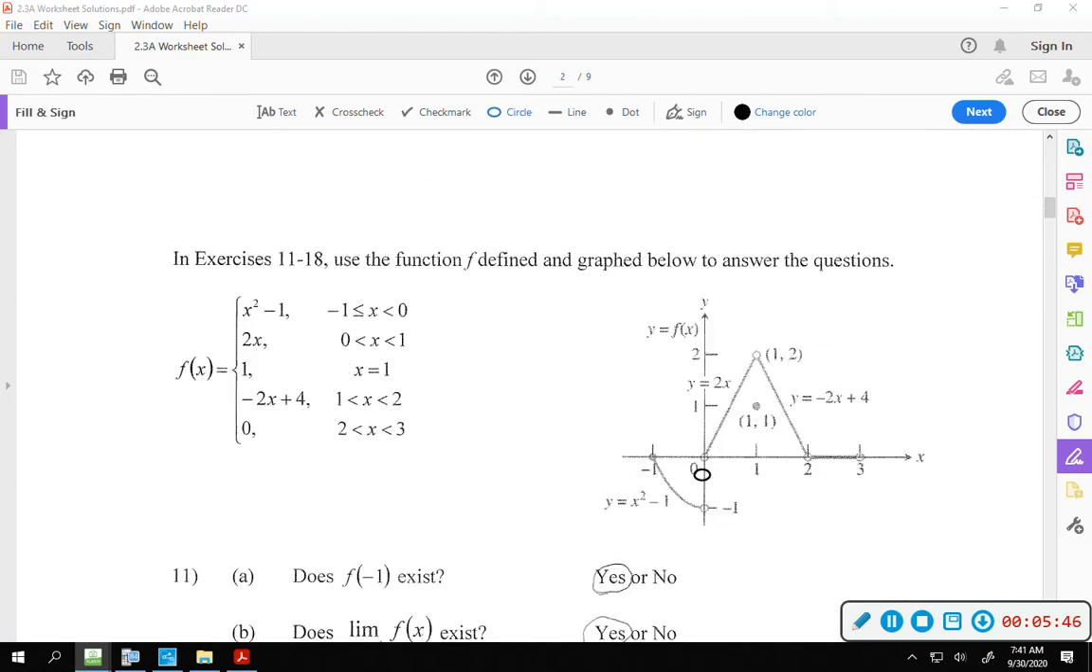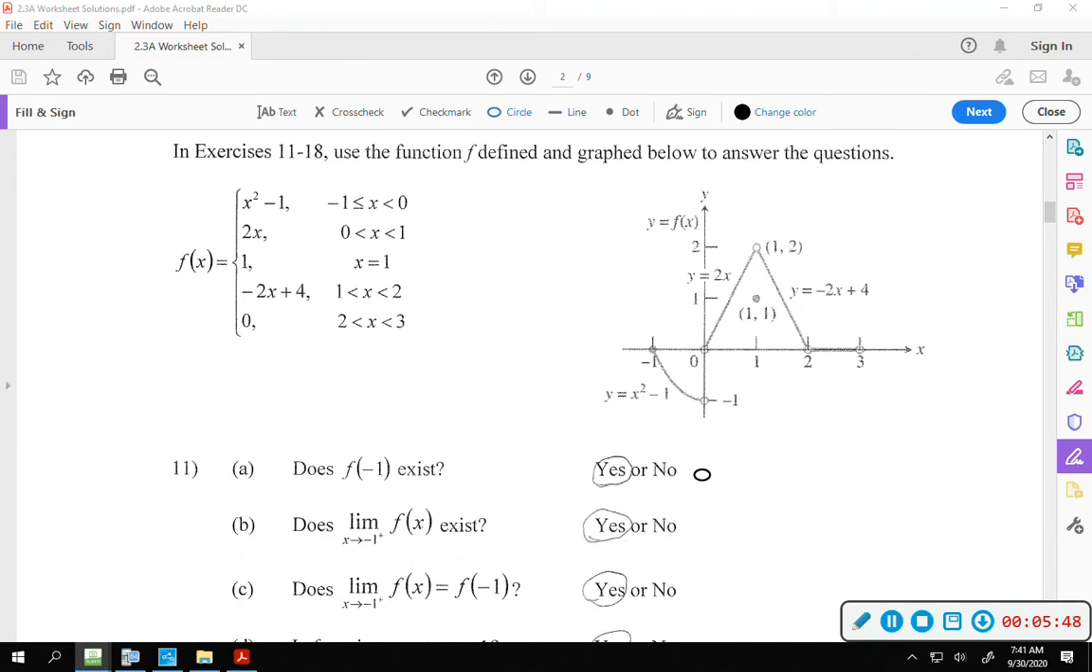All right, now we're looking at some problems in which they give you this picture. This picture is provided for you on the worksheet. Part of the reason why I type up the worksheet is so all of this information is already right here for you. So we have this parabola, but only from -1 to 0. Then we have a line with a slope of 2 from 0 to 1. But then this point has been removed and placed down here.